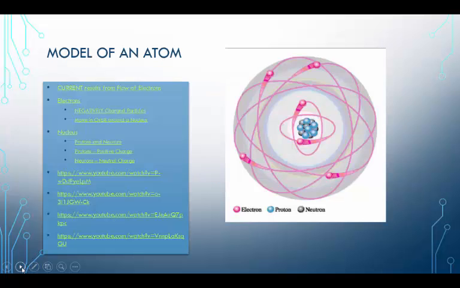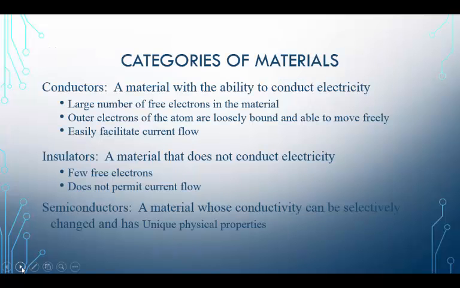As these electrons come from every atom in all the materials that we know of, there are three categories of materials. Conductors have the ability to conduct electricity. They have a large number of electrons that are free to move about. They can thus move and create current flow when a voltage is applied. They easily facilitate current flow.